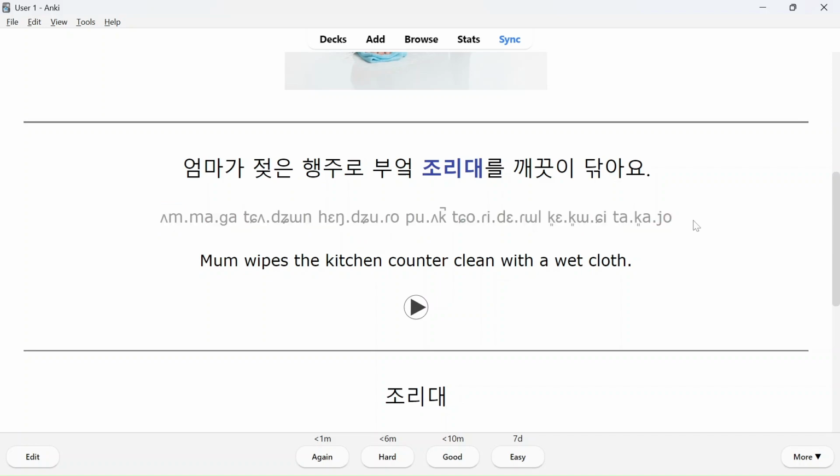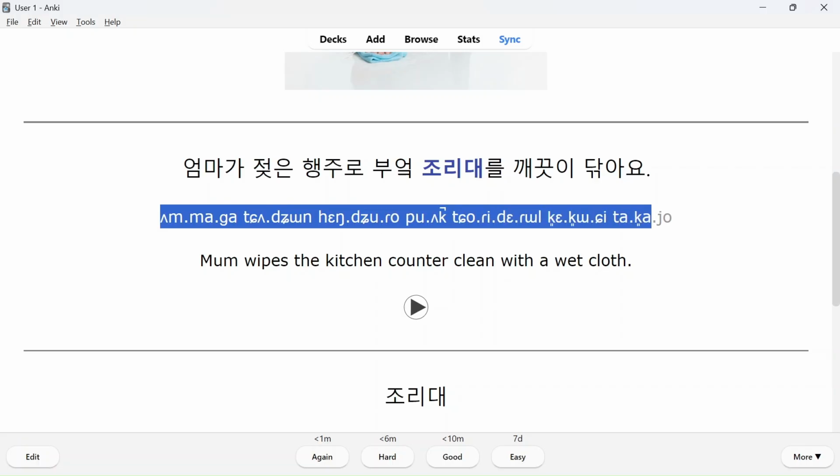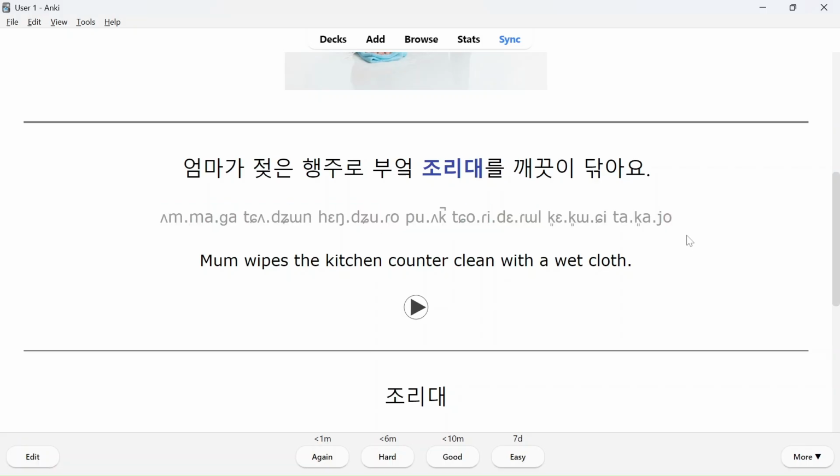Underneath that, we have an IPA notation of the Korean sentence, and this IPA notation is here for you to improve your pronunciation. Now, it's not obligatory, but I do know that many people like to use it, and you can read along, you can really fine-tune your pronunciation with the IPA notation. But of course, you can also rely on the Korean sentence or the audio if you wish to do so.